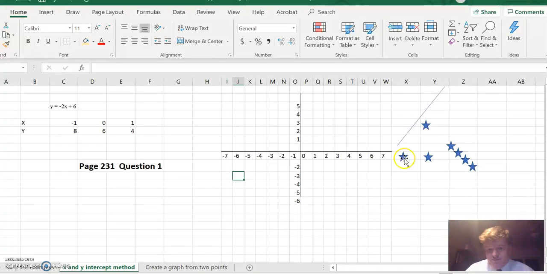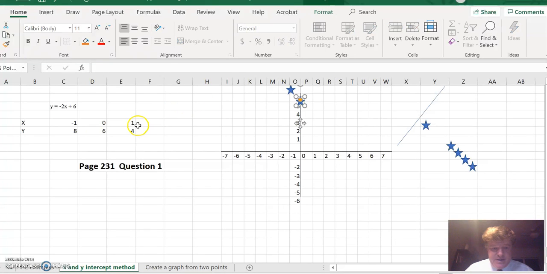So it's going to be right at the very top of our screen here. It doesn't quite go up here, but we'll just know that it touches the top of that point there. The next one is x equals 0, y equals 6. Comes down through here. The last one is x equals 1, y equals 4. It's going to be there.